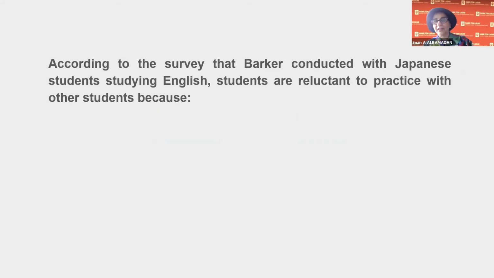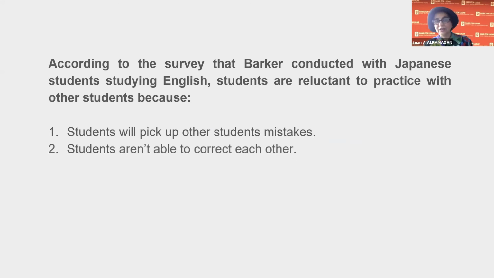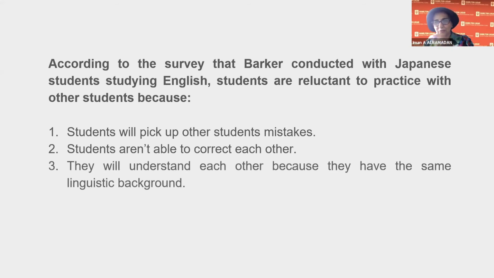According to the survey that Barker conducted with Japanese students studying English, students are reluctant to practice with other students for many reasons. First, students will pick up other students' mistakes. Second, students aren't able to correct each other. And that's normal because if you have 18 students in class, the teacher or the instructor will talk to the students, but still in the group, they may make mistakes with pronunciation, sometimes usage of certain grammatical concepts.